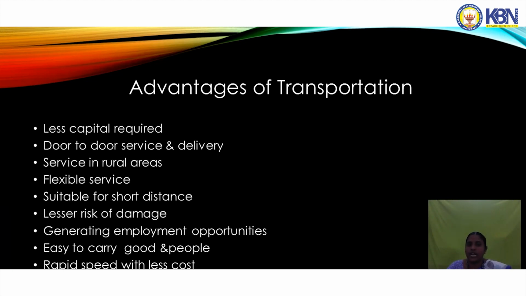Next one, services in rural areas. With developing technology, transportation services are also present in rural areas these days. Next, flexible services. Comfortable and flexible transportation services are an advantage for customers. Next one, suitable for short distance. Suitable for short distance means moving goods as well as people from one place to another, for example Vijayawada to Hyderabad, or Hyderabad to Chennai, or Guntur. Road, water or rail transportation are comfortable and flexible for short distances. Next one, lesser risk of damage.